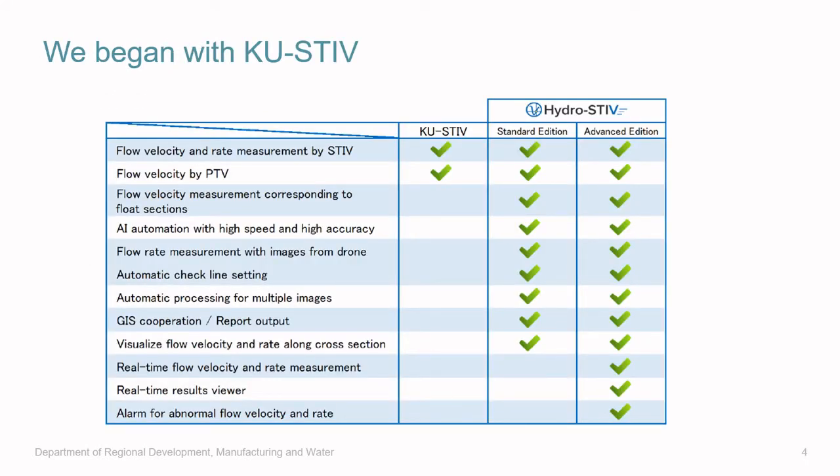The initial KU-STIV software was quite basic. It had only been out for 12 months when we started using it in 2016. HydroSTIV took the original concept of KU-STIV and developed it a whole lot further. There's a couple of different packages for HydroSTIV. The advanced edition contains real-time processing. Moving forward with the HydroSTIV software has allowed us to greatly increase the number of videos that we can process.